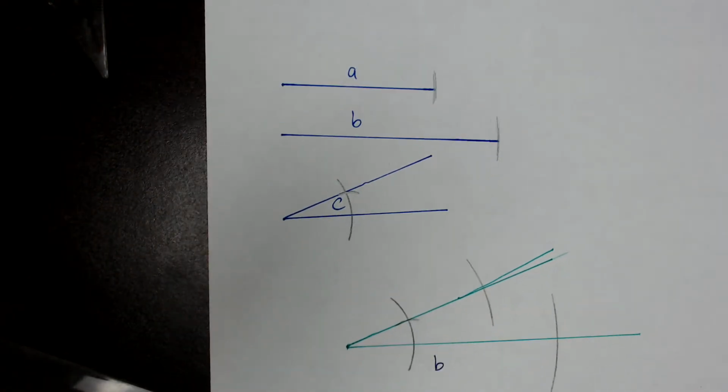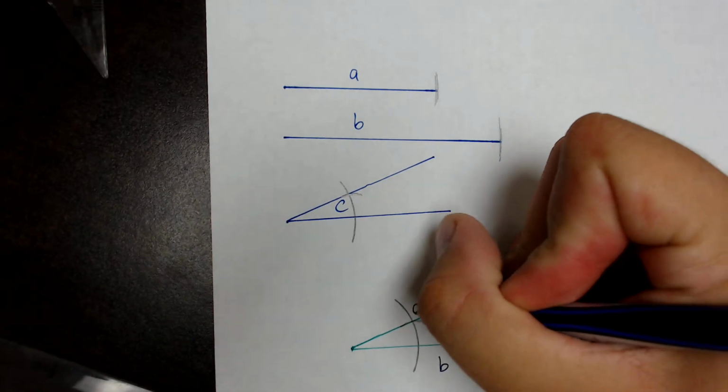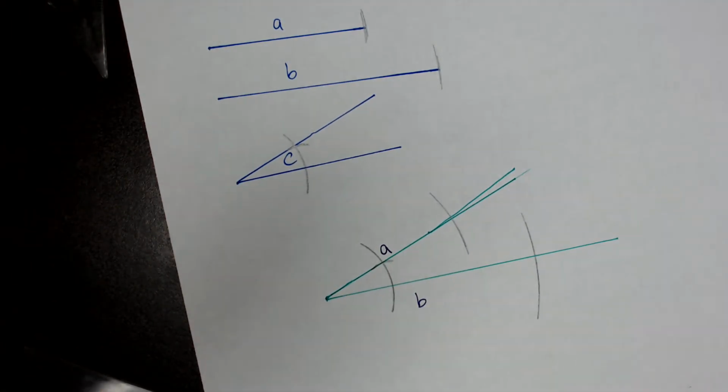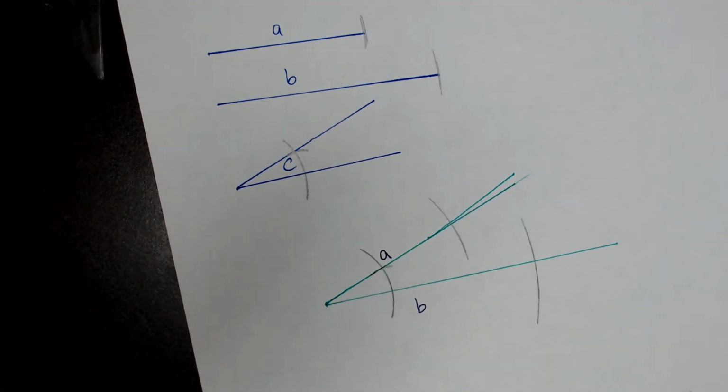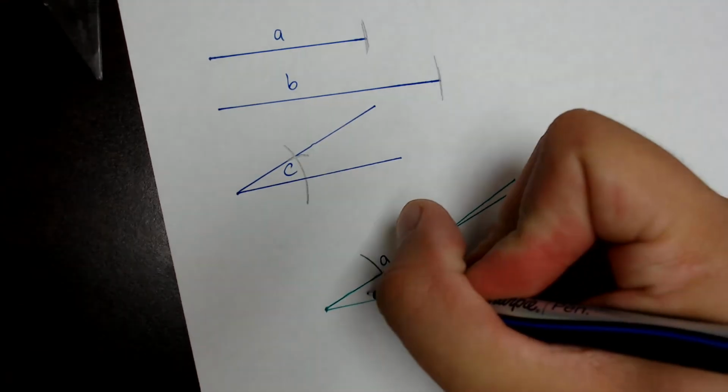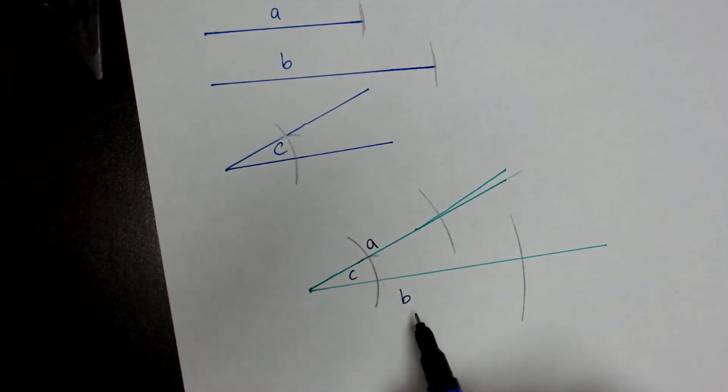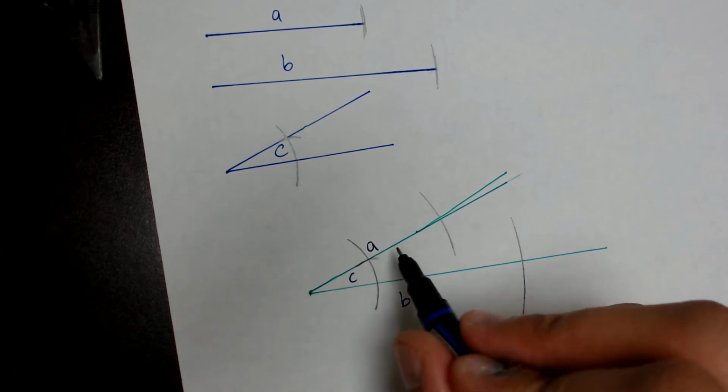Once I've successfully constructed line A, notice one thing that I do in these constructions: I always label all the parts, because that helps me keep track of where I'm at in the construction. So I've successfully reconstructed line B, successfully made angle C, successfully made line A.